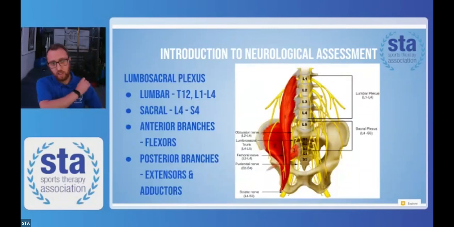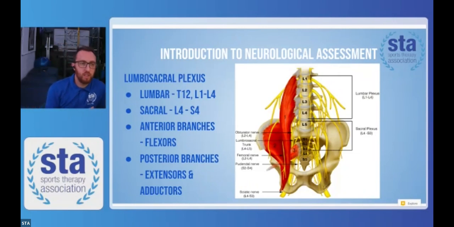Moving down to the lumbar sacral plexus. Once again, depending on the literature you read, the lumbar plexus starts at T12 and goes down to L4, though some literature says L1. The sacral plexus starts at L4, so there's a slight crossover at that level, down to S4. The anterior branches from the lumbar sacral plexus supply the flexor aspect of your legs, so hips and quads, and the posterior branches supply the extensors and adductors. That's quite important when we get onto the assessment, so you know where and what you're assessing.